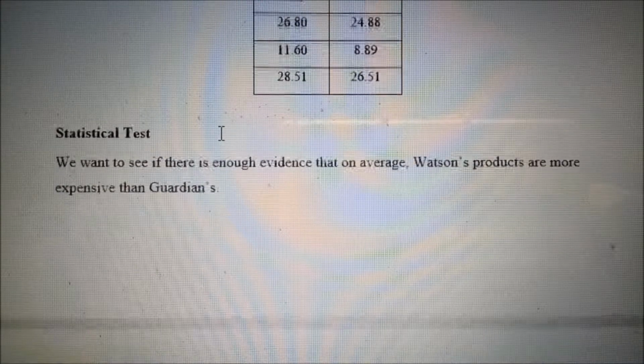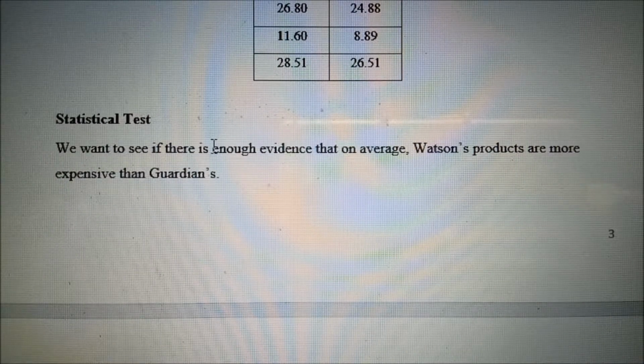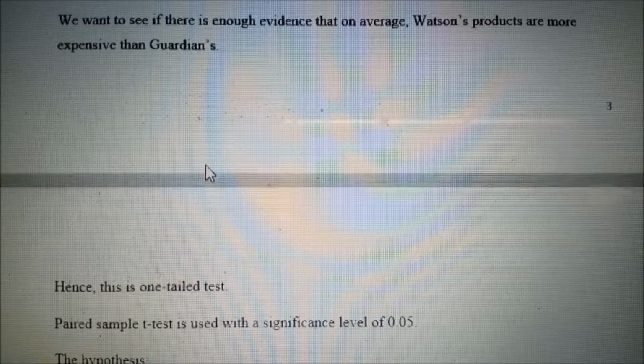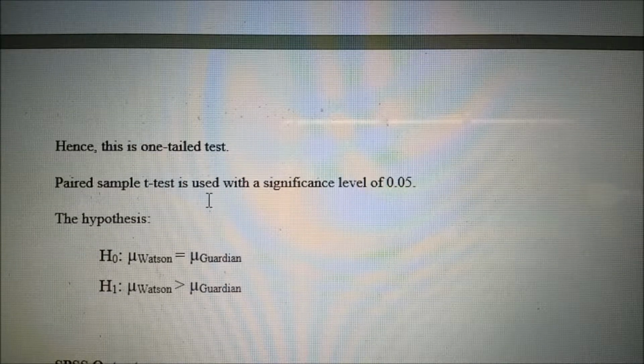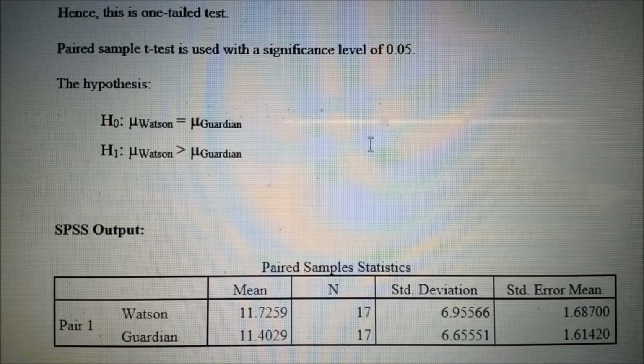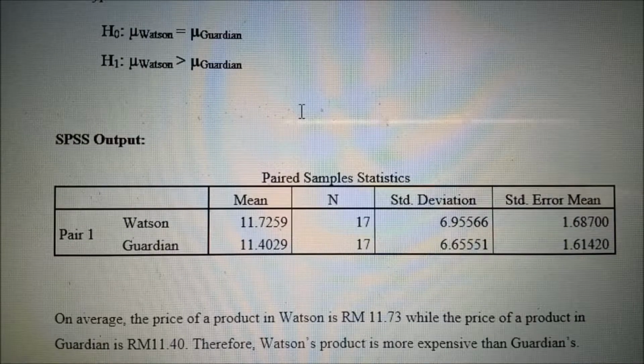Statistical test. We want to see if there is enough evidence that on average, Watson's products are more expensive than Guardian's. Hence, this is a one-tail test. A paired sample t-test is used with a significance level of 0.05. These are the hypotheses. These are the SPSS output.